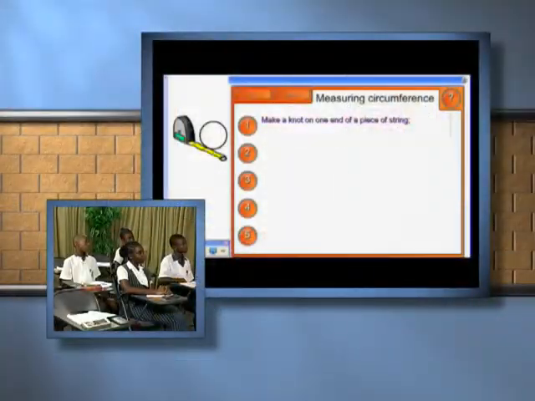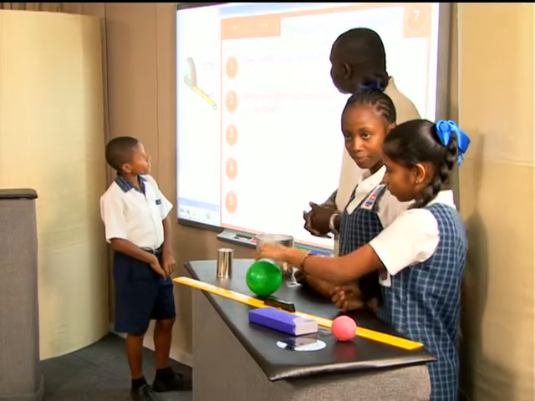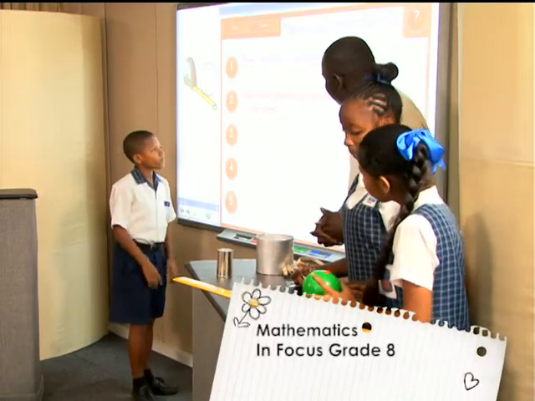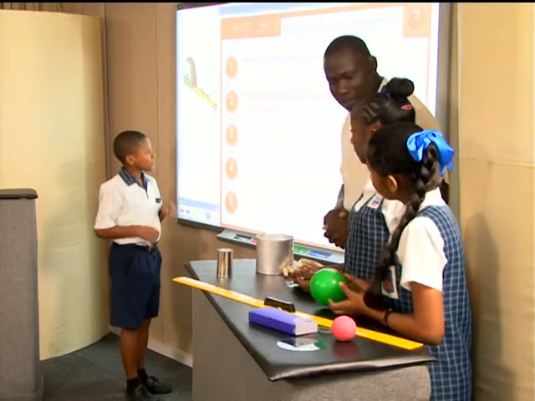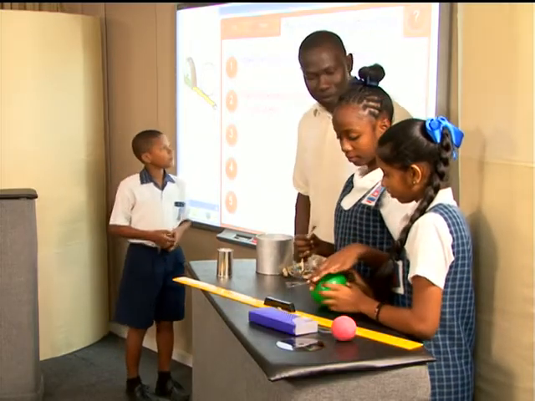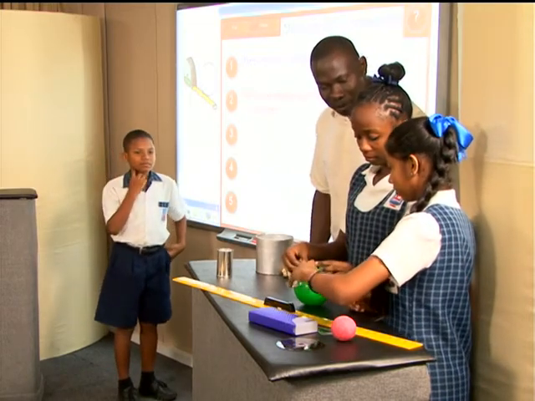Okay, we can make a knot at one end of a piece of string, but in this case, we're going to use our measuring tape, which already has a mark at one end. So just locate the start of the measuring tape with the centimeters. Good. Yes, what's next? If you don't have a measuring tape, then you could use a string. So we're going to place the knotted end, or the end of the measuring tape, at one point on the side of the circular object. So which one are we going to measure? Oh, you're going to work with the ball. Okay, good. So mark a spot on the ball.